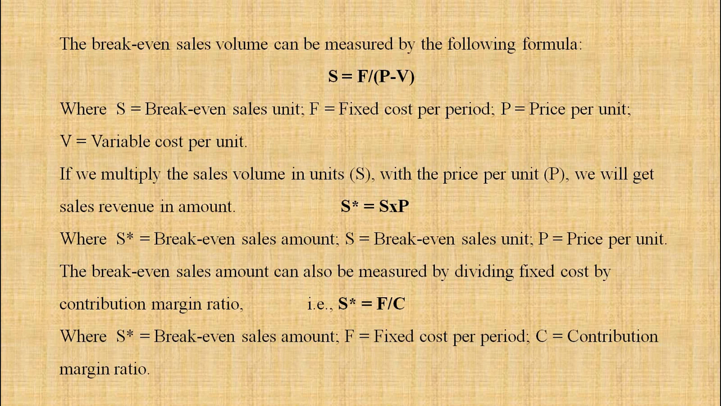If we multiply the sales volume in units with the price per unit, we will get sales revenue in amount. Here S star is the break-even sales amount, S is the break-even sales unit and P is the price per unit. The break-even sales amount can also be measured by dividing fixed cost by contribution margin ratio, where S star is equal to F upon C.